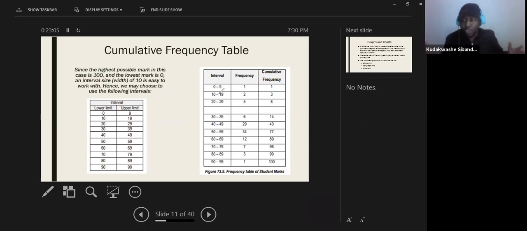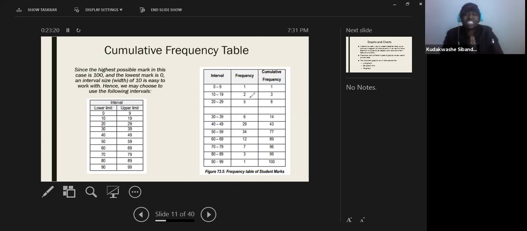Now, frequency, like I said, in this case you come to find out how many students got a mark from 0 to 9. You see that it is 1. How many students got marks from 10 to 19 is 2. That is how you come up with the frequency. You're trying to group the people based on the specific category of marks that they lie under.